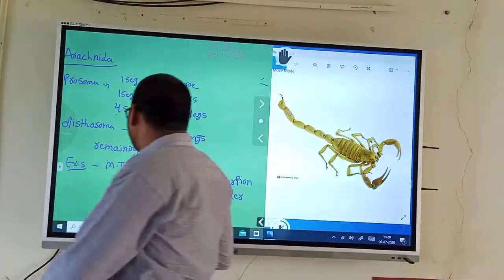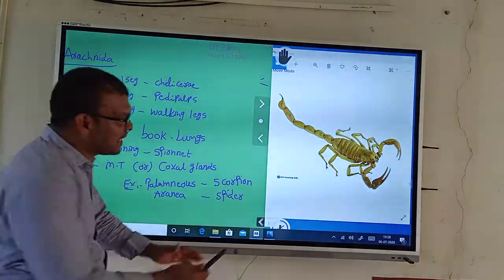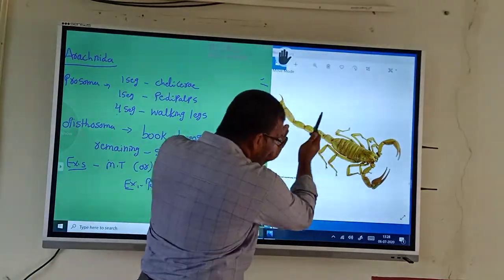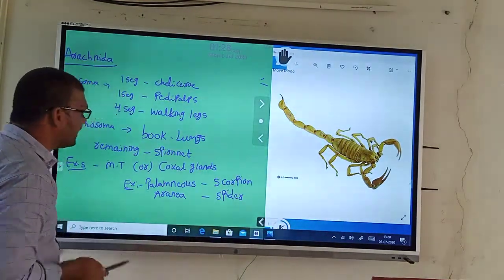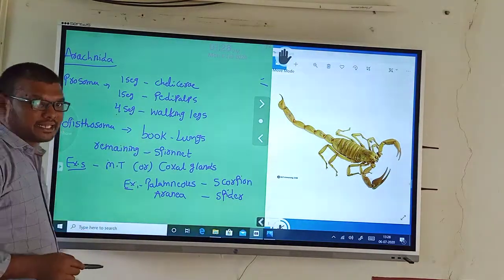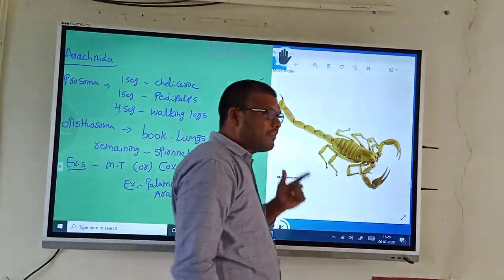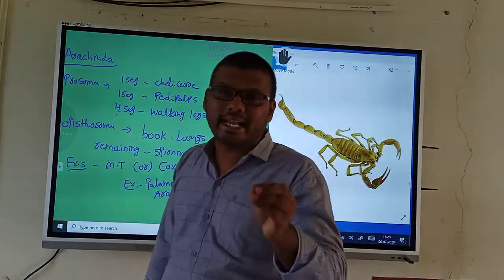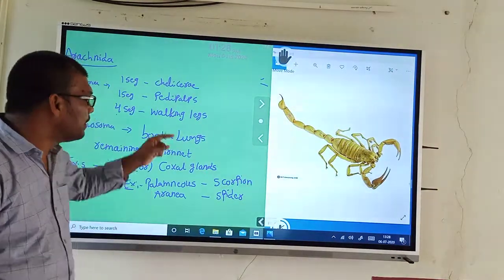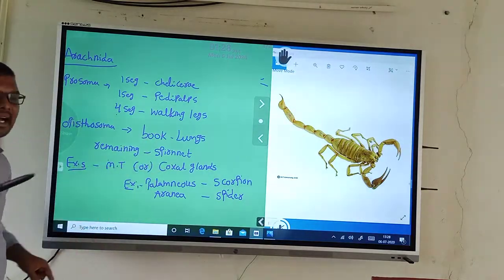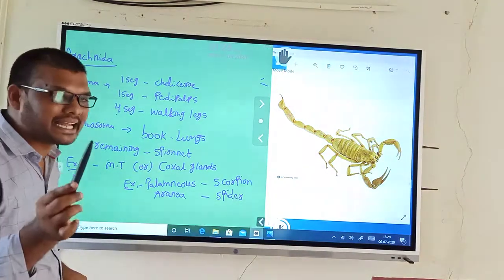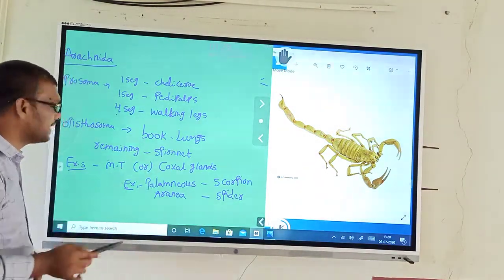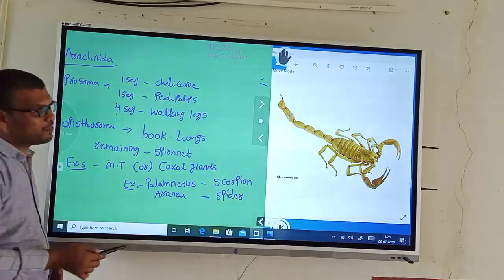Next, if you go to the opisthosoma, that is the abdominal region. In this abdominal region, book lungs are present. If you observe in Xiphosura, they have book gills. Book gills compulsorily mean the nature is aquatic. If you observe the book lungs, what type of habitat is it? Terrestrial habitat. And then the remaining part is called the telson.